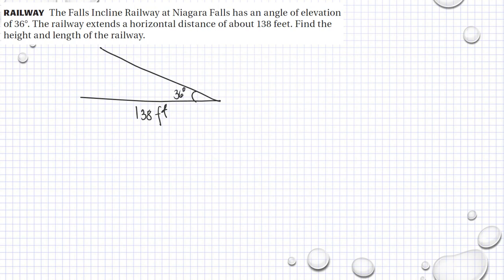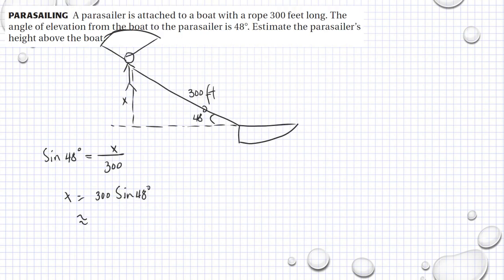So find the height once again. Then you know that you have an adjacent side and an opposite side. And we can only use tangent of 36 degrees because the opposite side is x and the adjacent side is 138 feet. So our x should be 138 multiplied by tangent of 36 degrees. That's feet.